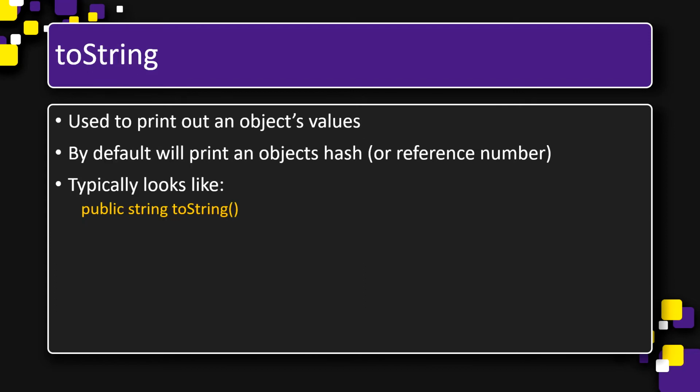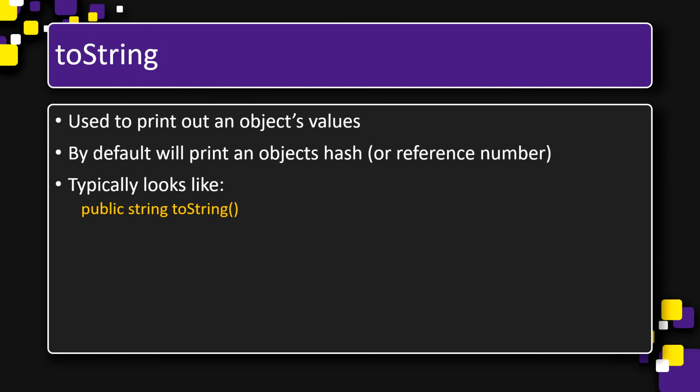Now, the other method that we need to make sure to include in every single class that we create is a toString method. This is the method that gets automatically called when you try to print out an object. So this is used to print the object's values that we think are important to be printed out by default by whatever calls our object. By default, this will print an object's hash or reference number. And again, that's not really useful.